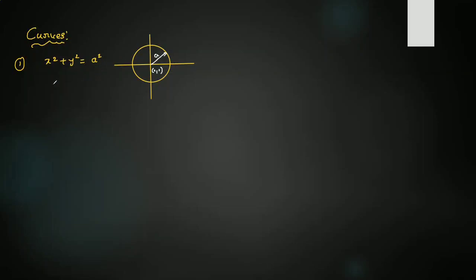We have written A here. Okay. Center 0, 0, that is the origin, and radius is A. If they have written R, then it will be the R radius. This probably everybody knows about the circle.